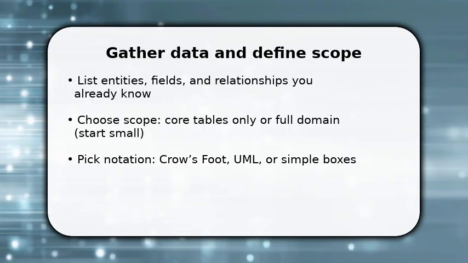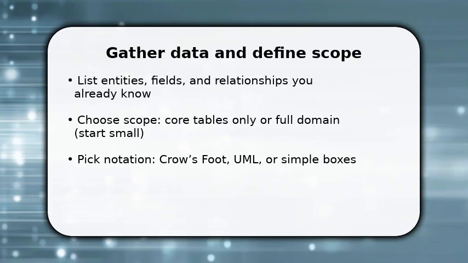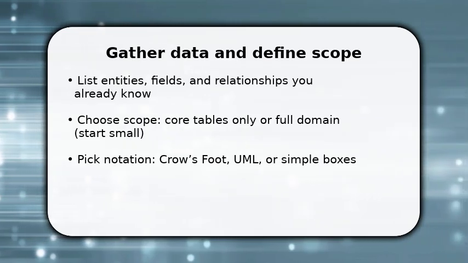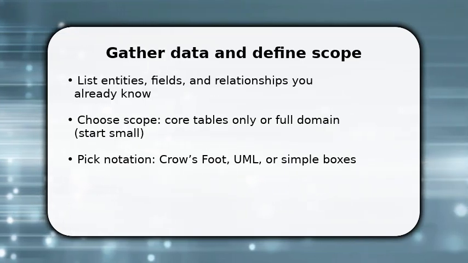You start by collecting the essential facts: which entities exist, what key fields matter, and which relationships drive queries. Once done, set a clear scope so you avoid endless detail. Focus on core tables first. Make sure to pick a notation you and stakeholders understand, such as crow's foot or simple boxes.